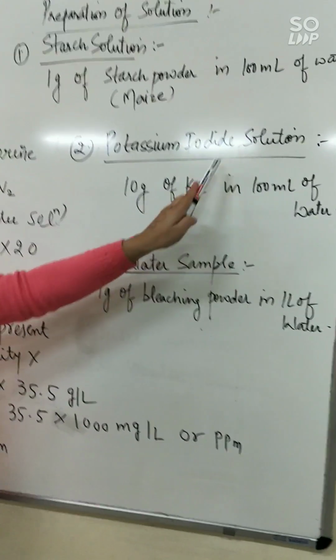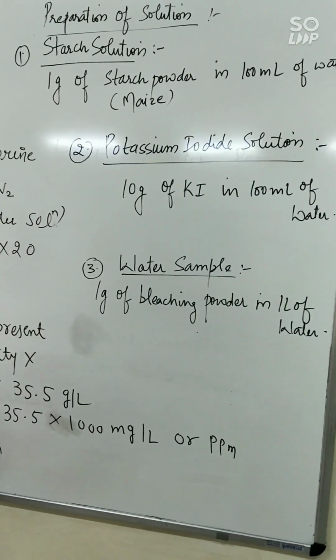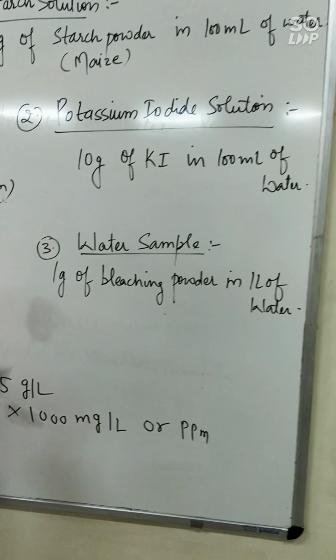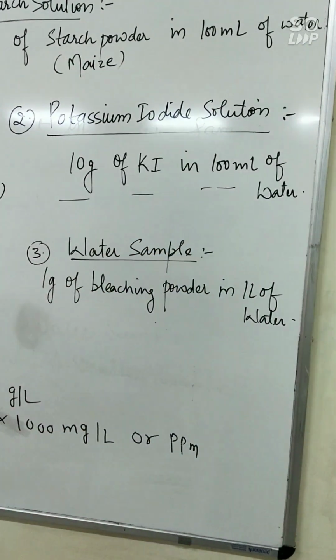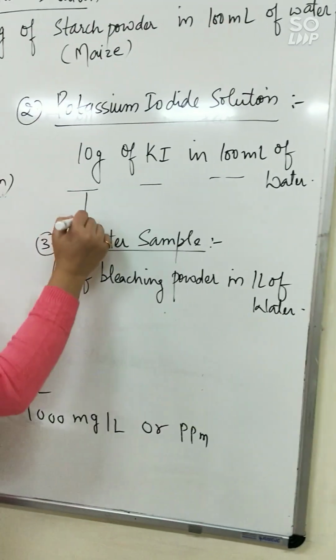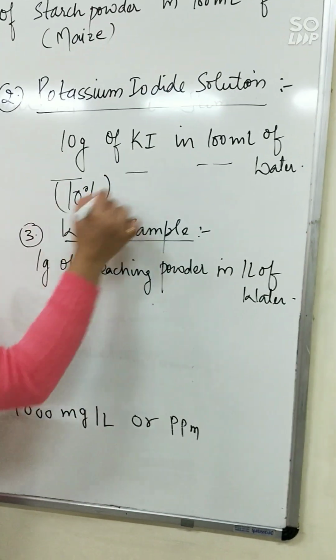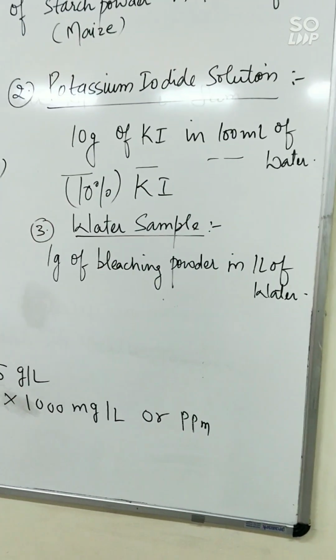Second is potassium iodide solution. To prepare potassium iodide solution, we have to dissolve 10 grams of potassium iodide in 100 milliliters of water, and this will be of 10%. So this is 10% potassium iodide solution.